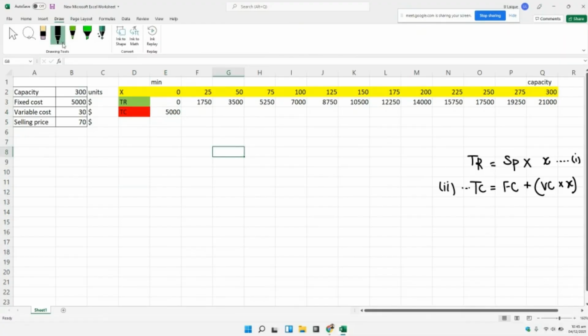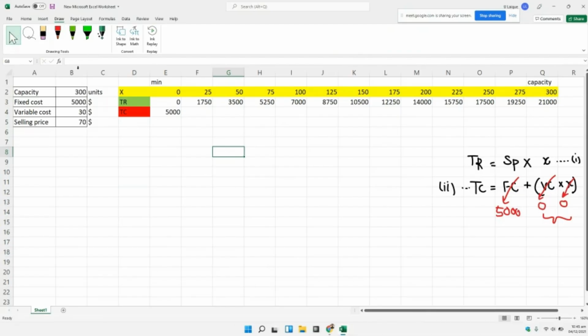Now, what does that mean? If I consider this equation right here, and I put the value of units produced and sold as 0, this means that the variable cost will also be 0. But the fixed cost in this case is not 0, it's 5,000. So if the units produced and sold are 0, we still have to bear some fixed cost. And that's why it's called a fixed cost, regardless of whether you produce 0 quantity or produce to the maximum extent.